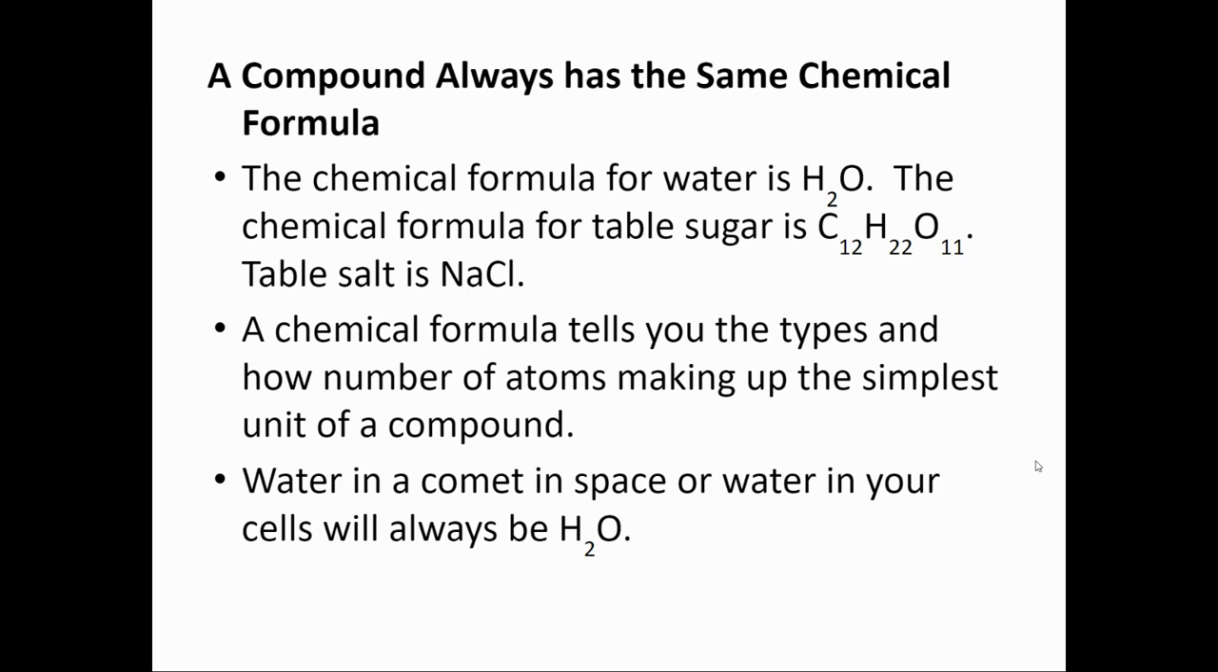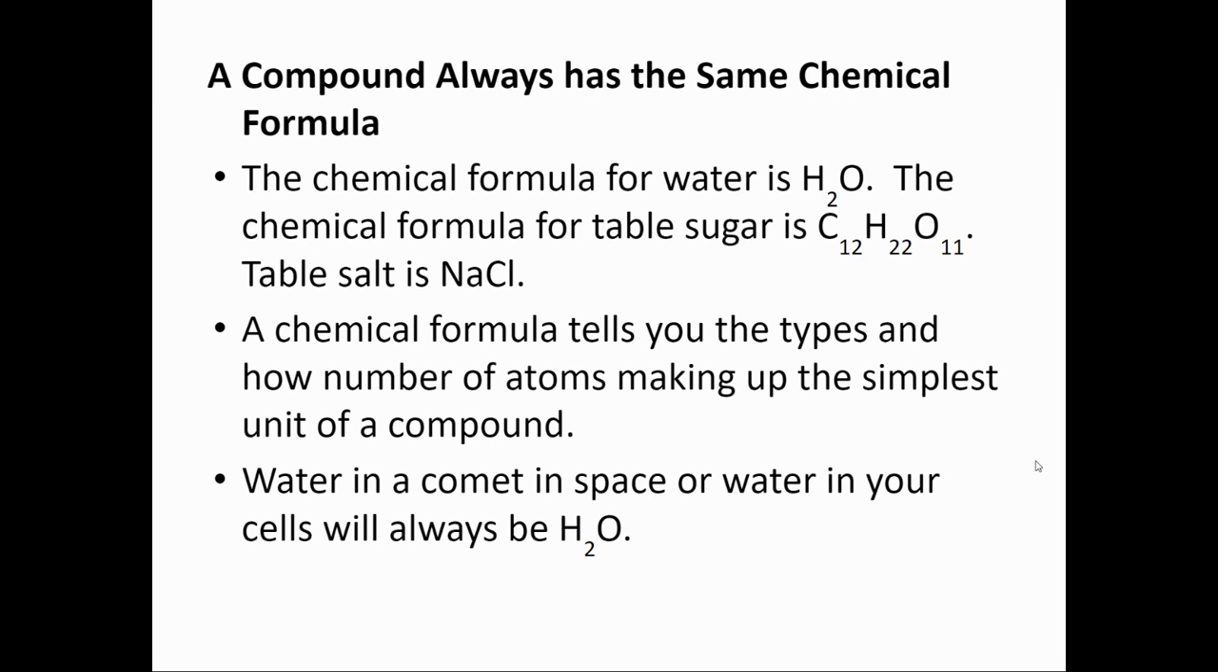A compound always has the same chemical formula. For example, the chemical formula for water is H2O. The chemical formula for sugar is C12H22O11. Table salt is NaCl. A chemical formula tells you the types and number of atoms making up the simplest unit of a compound. Man, I misspelled that bullet point. So the chemical formula is going to tell you the type of atoms and how many of those atoms are going to be used to make the simplest form of that compound.